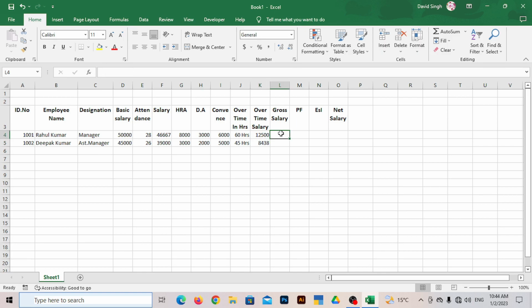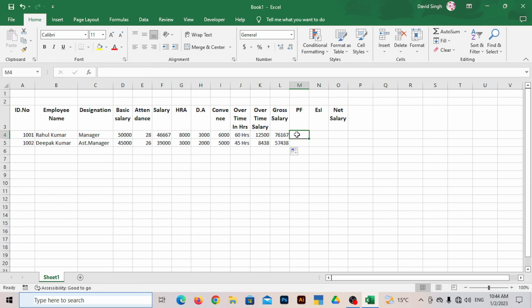And now the gross salary. We already talked about the gross salary. Gross salary is the salary combined with the benefits, meaning HRA, DA, convenience. Now we calculate the gross salary, which is equal to salary plus HRA plus DA plus convenience plus overtime. We got the gross salary here.